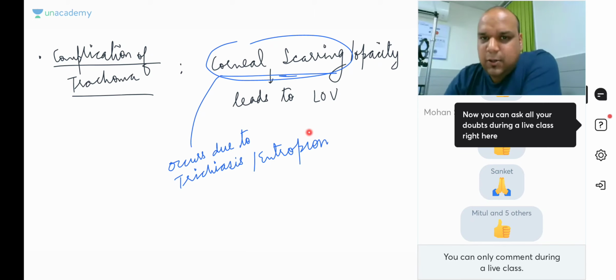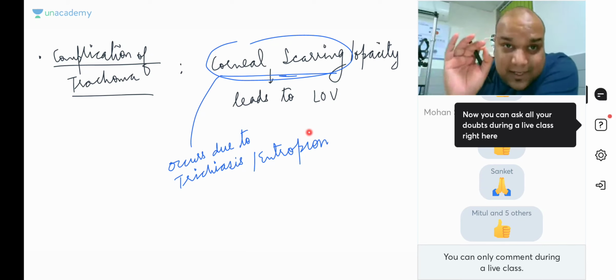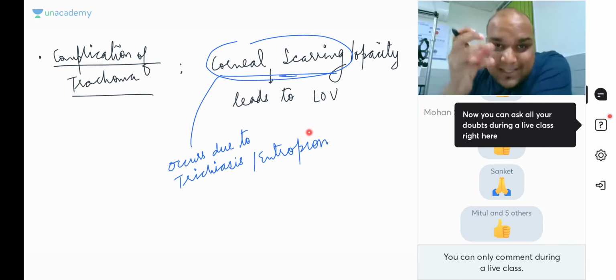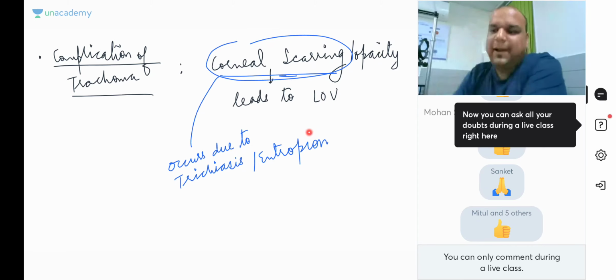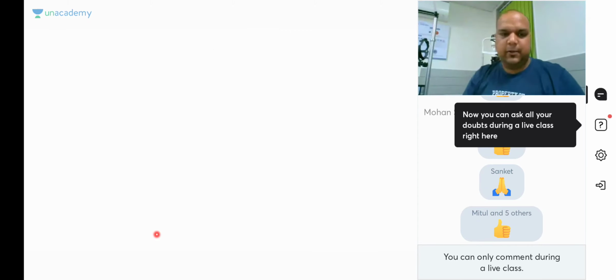Am I clear about this, everybody? Yes or no? And that is the only complication, and that can lead to loss of vision or blindness. So trachoma, even though it is a conjunctival disease, because there is a lot of shortening and scarring, it can lead to loss of vision or blindness. Please remember this. Done?